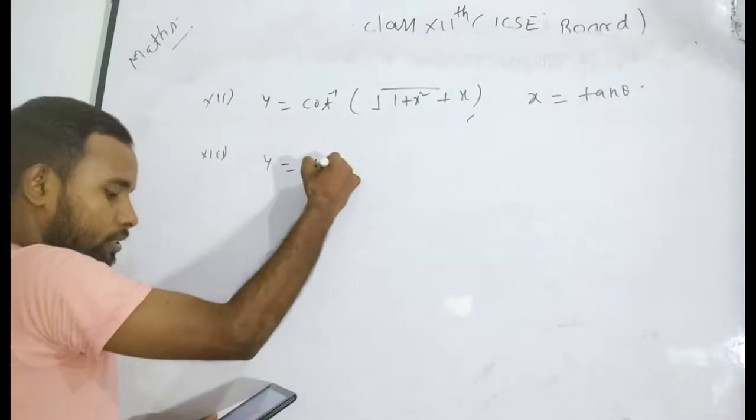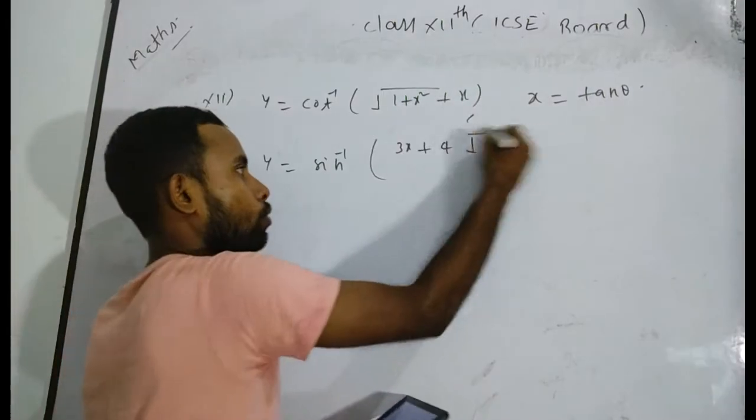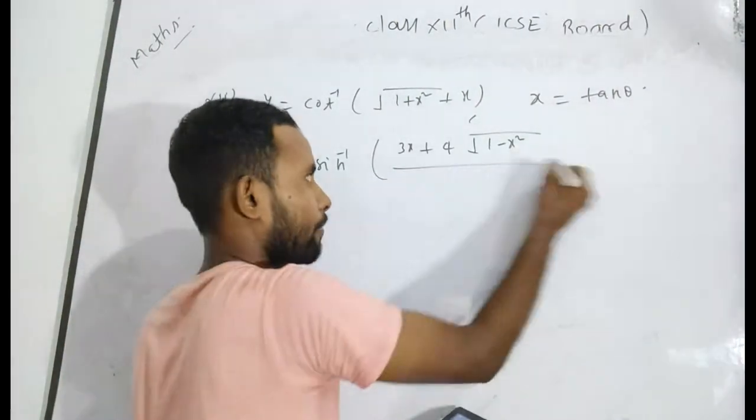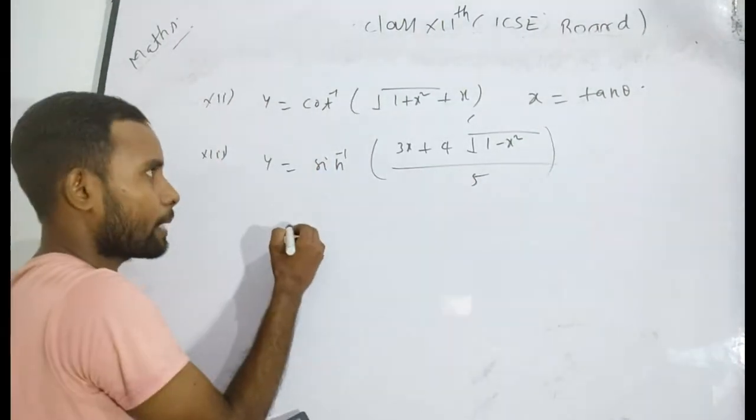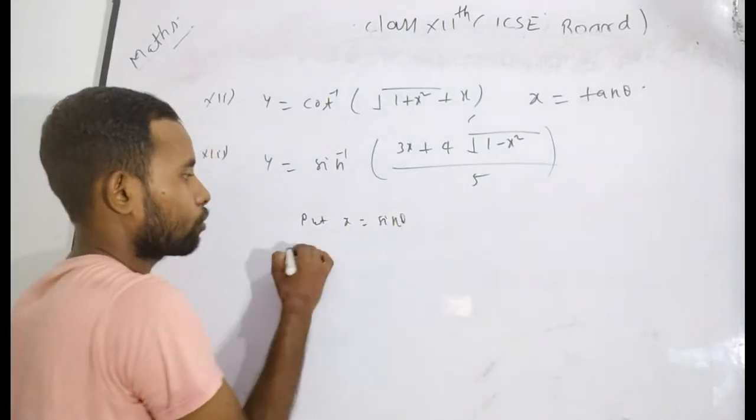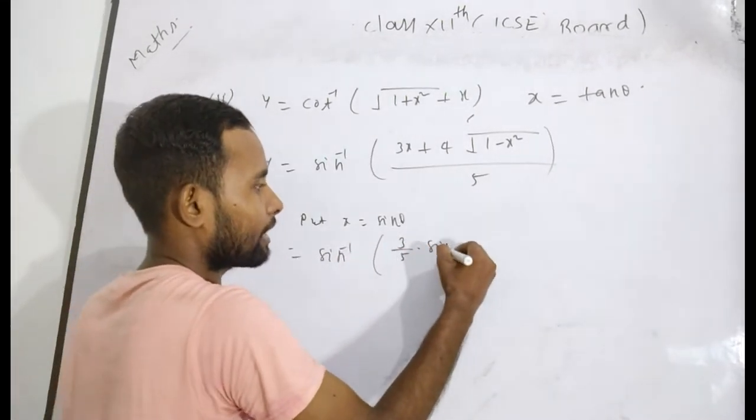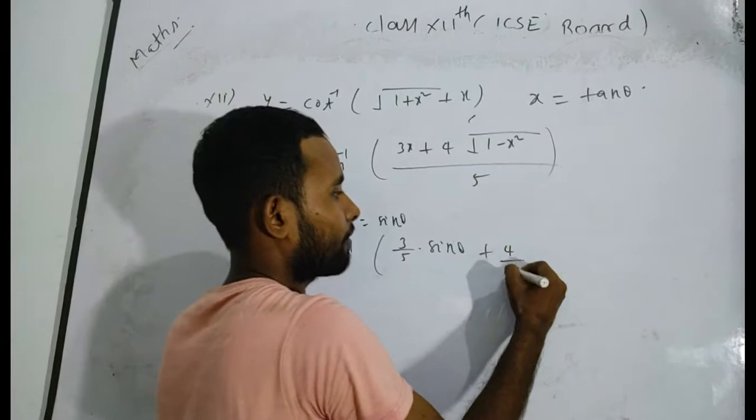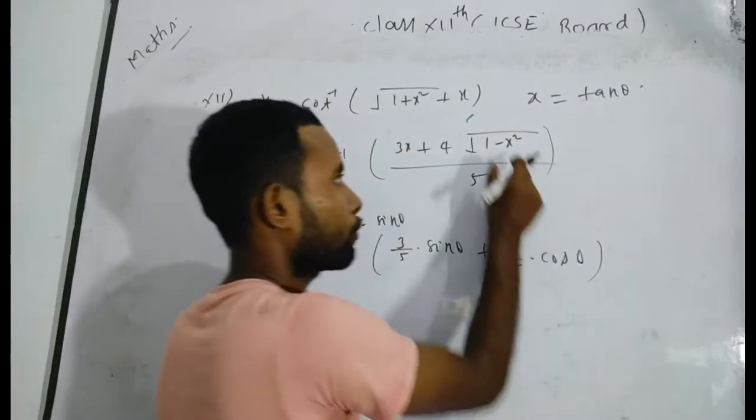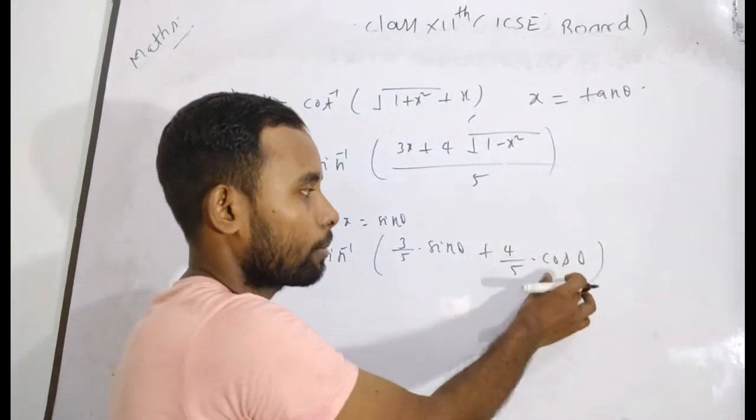Y is equal to sin inverse (3x plus 4 into root under 1 minus x square) divided by 5. You have to solve it. Simply put x is equal to sin theta. In that case you will get here sin inverse of 3 by 5 into sin theta plus 4 by 5 into cos theta. How? Because if you put here x equal to sin theta, then 1 minus sin square theta will be cos square theta, and under root it will be cos theta.